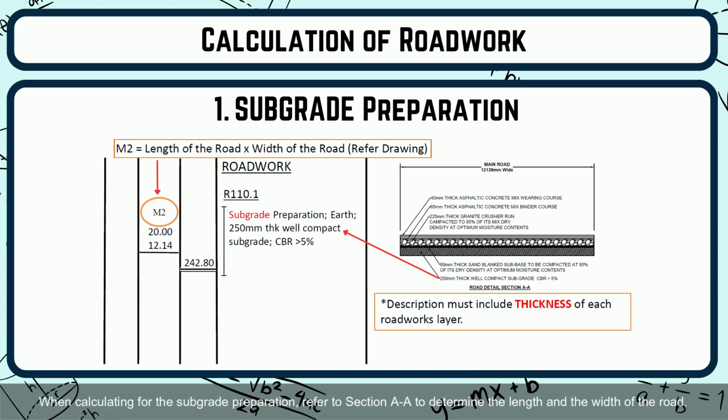When calculating the subgrade preparation, refer to section AA to determine the length and the width of the road. Since the unit for this part is in meter square, the calculation formula is length of the road times width of the road. As for the description, takers off can refer to related clauses pertaining to subgrade preparation under class R for roadworks. The thickness of each roadwork shall be included in the description.